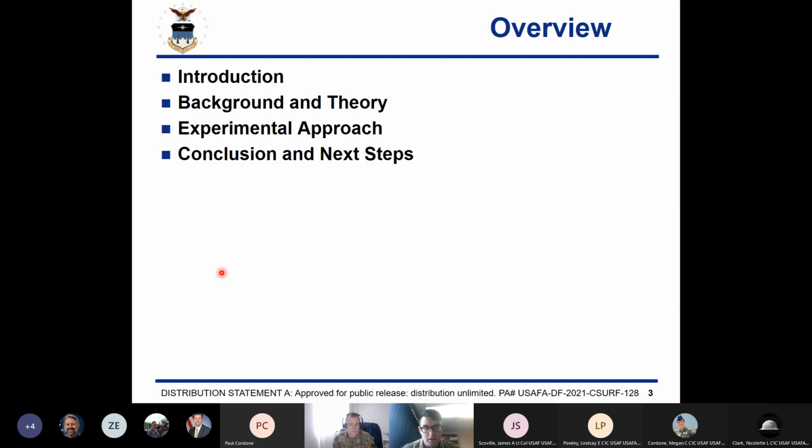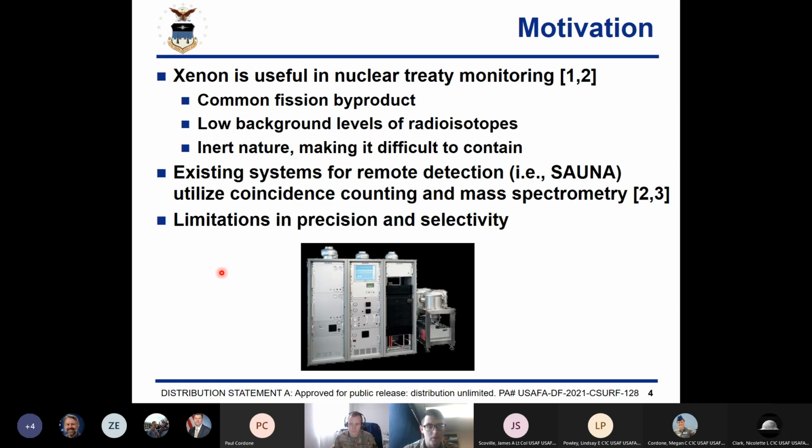So a little bit of overview of what I'll be talking about today. First, I'm going to introduce and provide the motivation for our project. Then I'll walk through the background and theory that underpins it. Then I'll lay out our experimental approach, and finally I'll wrap up with some conclusions and next steps. So starting with motivation, xenon is extremely useful in nuclear treaty monitoring for 3 reasons, and Meg already hit on these, but I'll just go over them again.